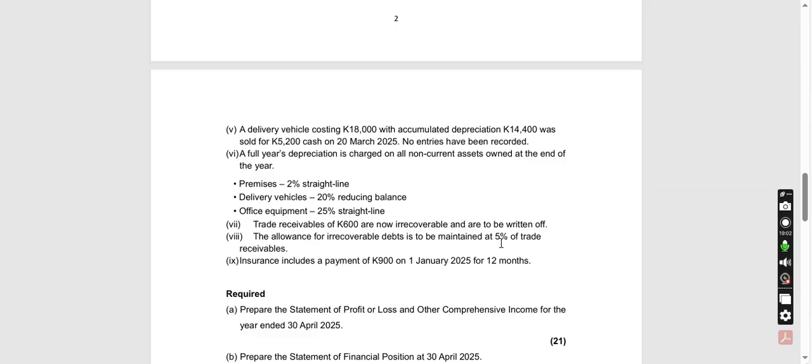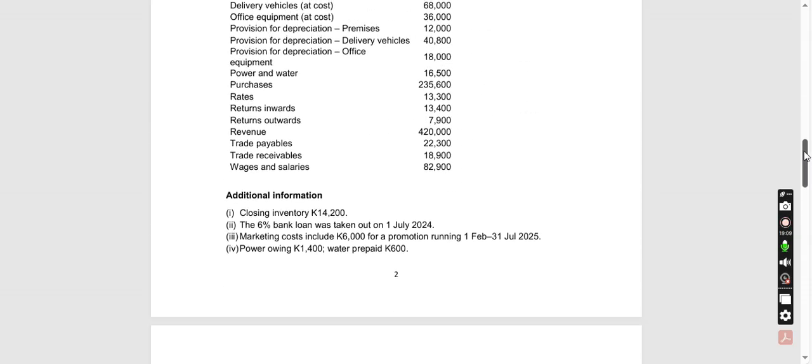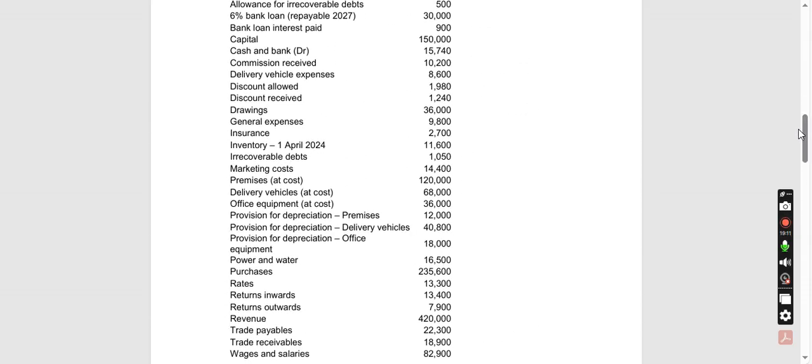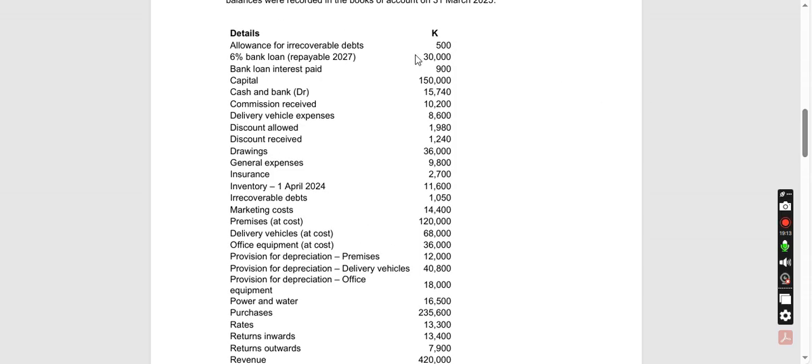So whenever you're dealing with the allowance for irrecoverable debts, first thing, check if there is an existing amount. Okay, as we can see here, we have an existing amount, 500 kwacha. So at the beginning of the year, we expected not to receive 500 kwacha from the people who are owing us. Now I want to find out at the end of the year, how much are we not expecting from the people who are owing us? How much are we estimating that we might not get?